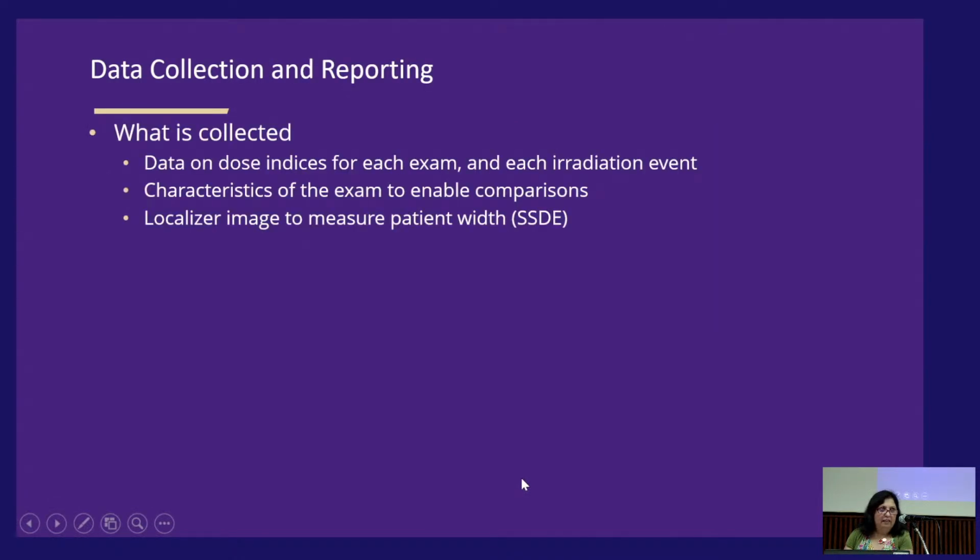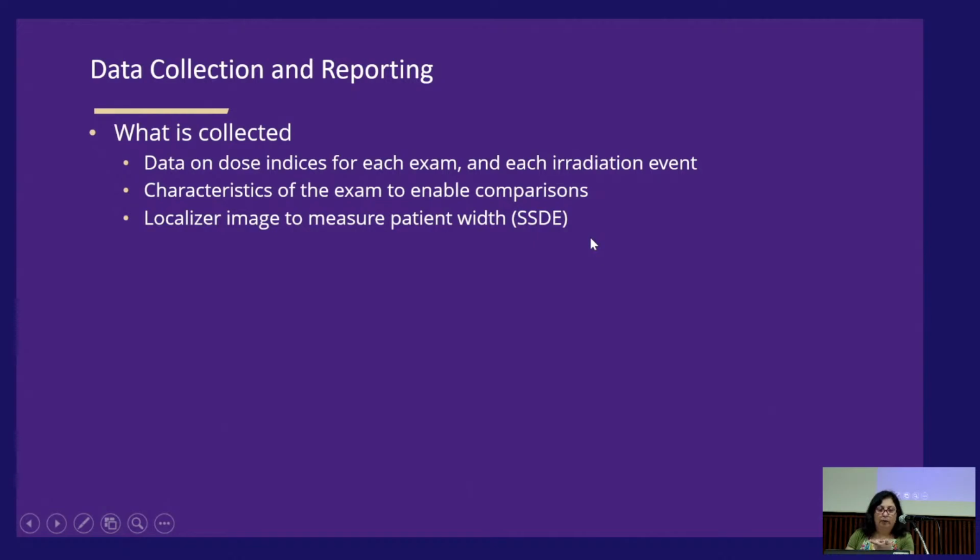So what is collected? I mentioned dose metrics yesterday, CTDIvol and DLP, and also each irradiation event. So if you have a 3-phase liver, each of those series is also collected by the ACR. Characteristics of the exam are collected to enable comparisons. Not only dose, you're also sending one localizer image, or a scout image, if you will, to measure the patient width, so that ACR can calculate the size-specific dose estimate that I mentioned yesterday.